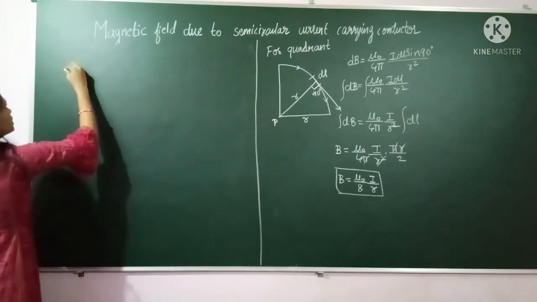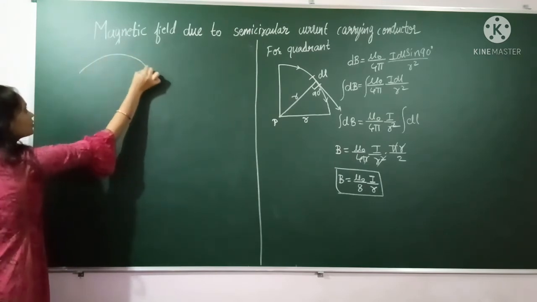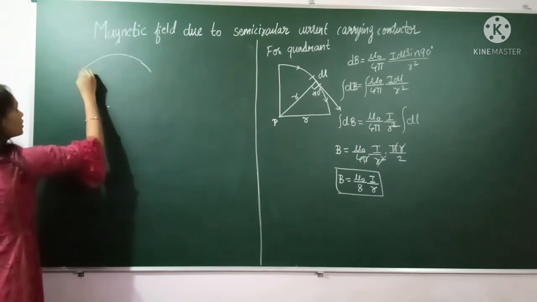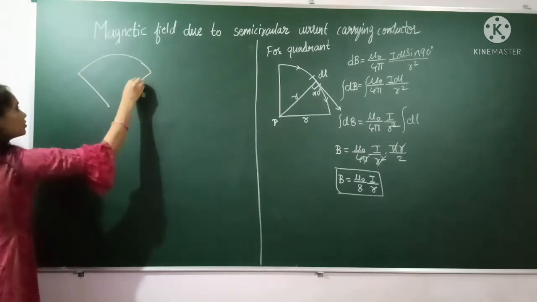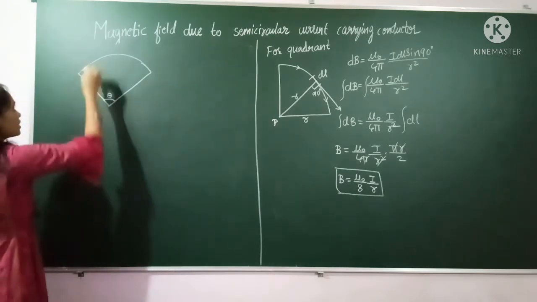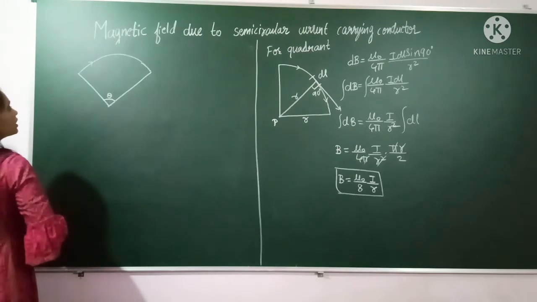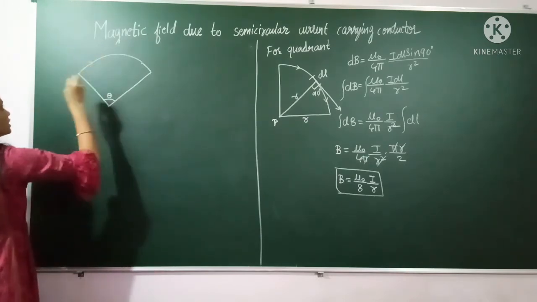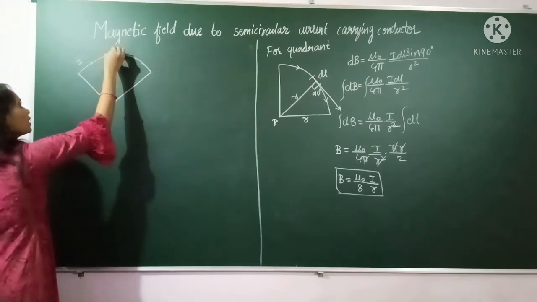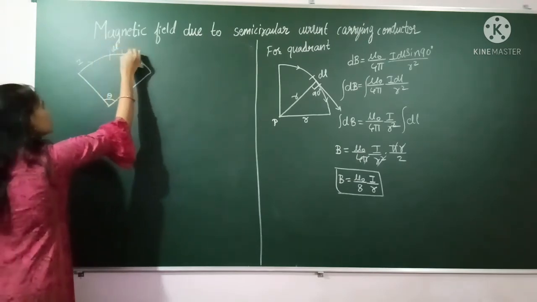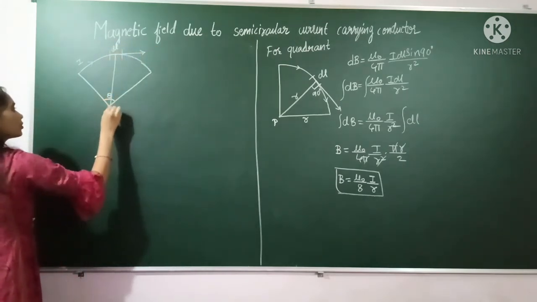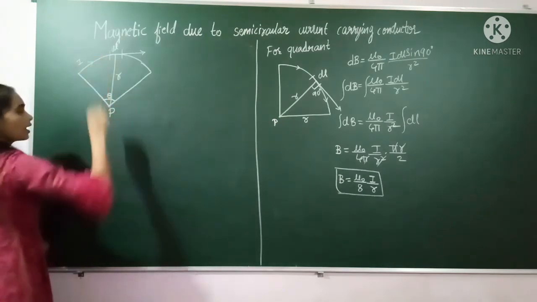So this is our general arc, and this is the center of the arc. We will join these two ends, and this angle we will consider as theta. In this case also the current is flowing in the clockwise direction, so this is the direction of current. Next we will take one small current element and call it dl. This is the direction of the current element. Next we will join this to the point P, and this distance we will take as r.